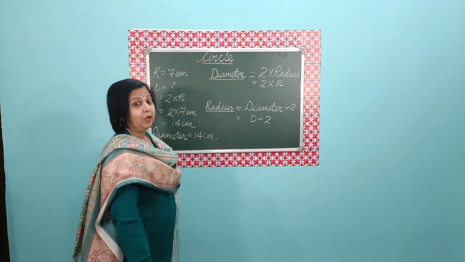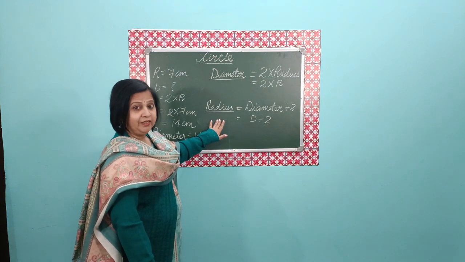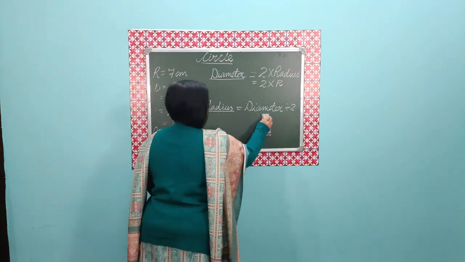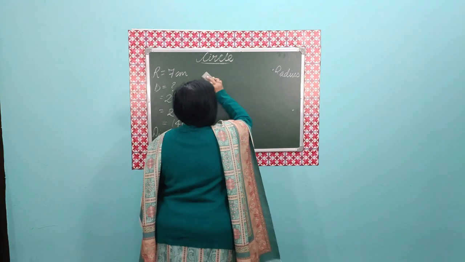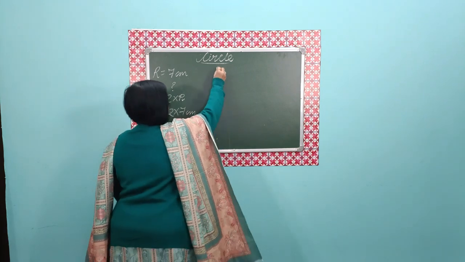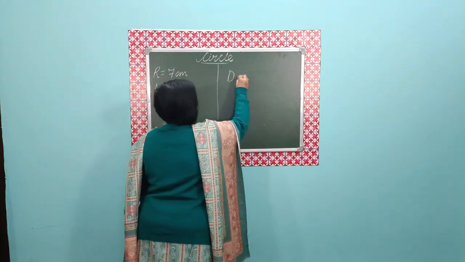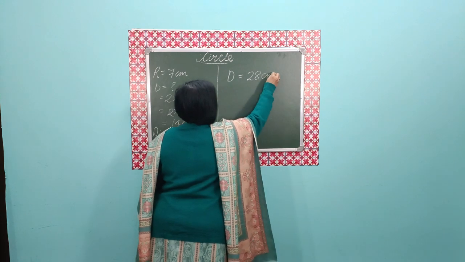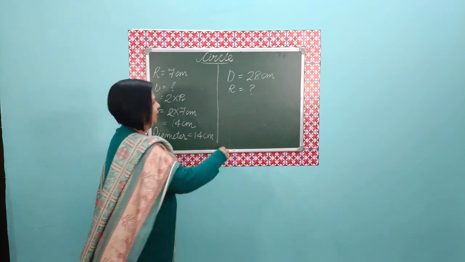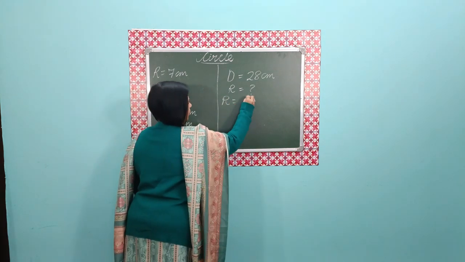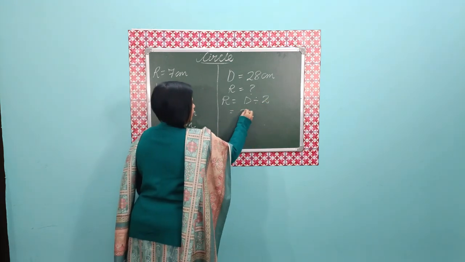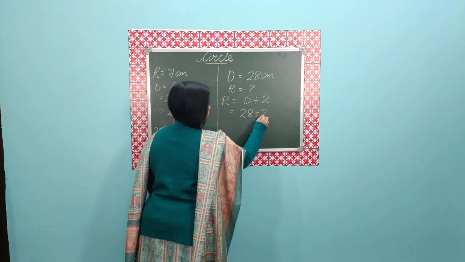That's it. Now, we have to find the radius when the diameter is given. Let's take a bigger number. You have the diameter given as 28 centimeters. You have to find the radius. Use the formula: radius is equal to D divided by 2, that is the diameter divided by 2, that is equal to 28 divided by 2.